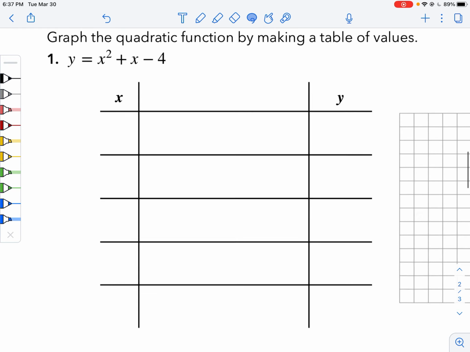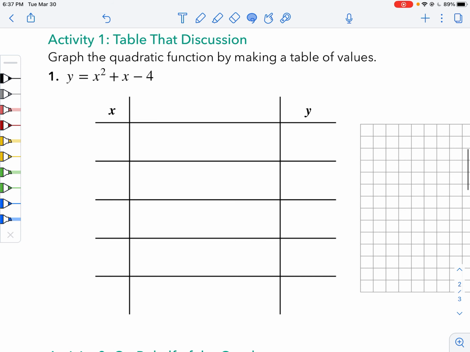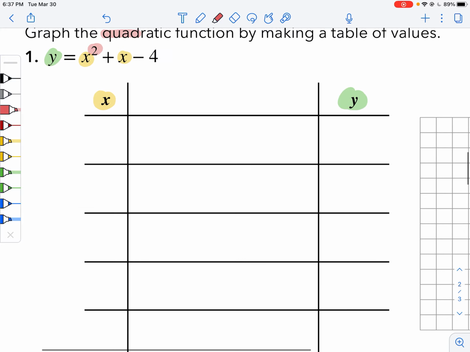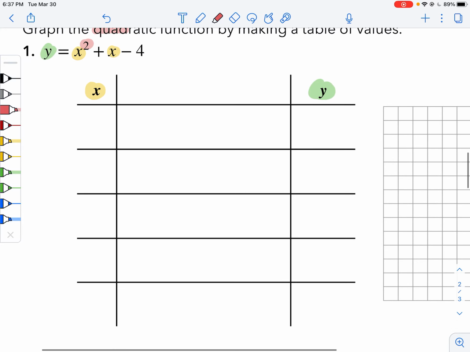One of the nicest ways to graph any function is just to pick some x's, plug them into your formula, and see what y you get out. So let's do that. Here we've got our quadratic function. We know it's quadratic because it has a square in it. So we'll pick some x values, plug them into x squared plus x plus 4, and see what y we get out of that.